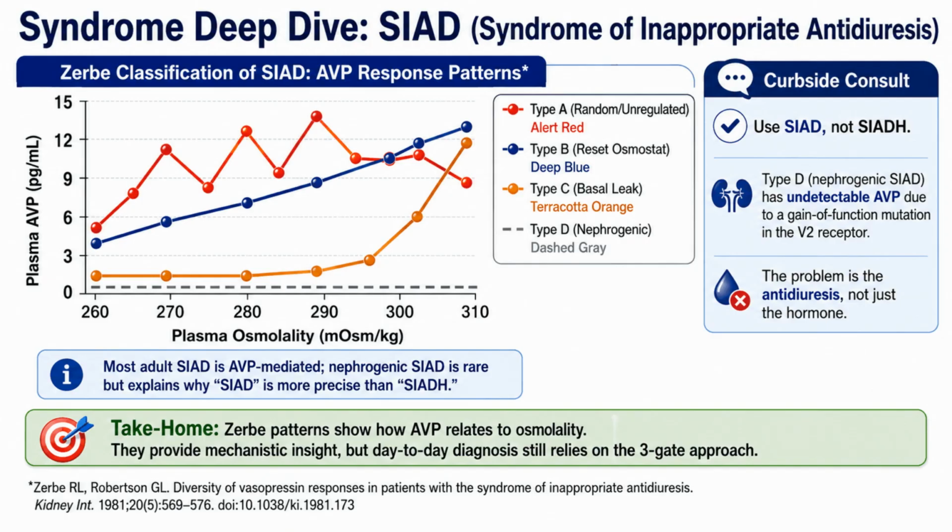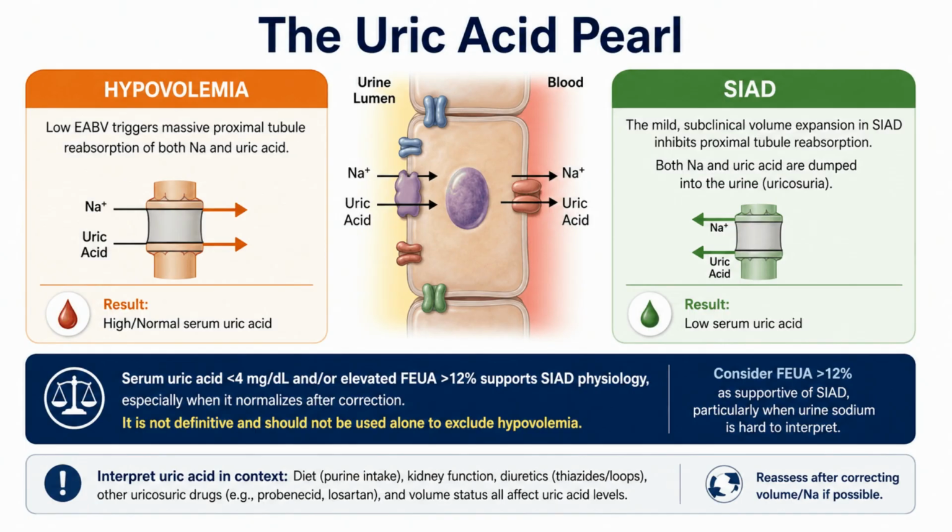Another useful clue is uric acid. Uric acid can be a helpful supporting clue, especially when the history is messy. In hypovolemia, low effective arterial blood volume drives proximal tubular sodium and water reabsorption. Uric acid gets reabsorbed, along with that proximal flow. Serum uric acid is often high or normal.